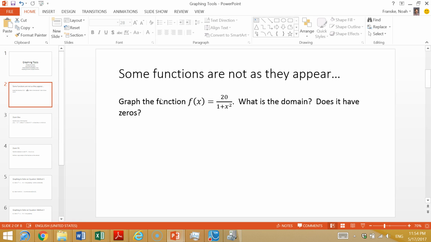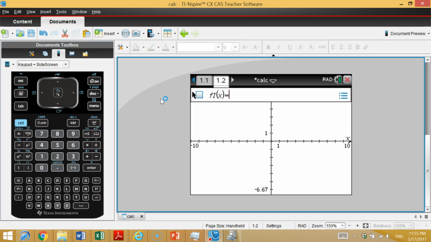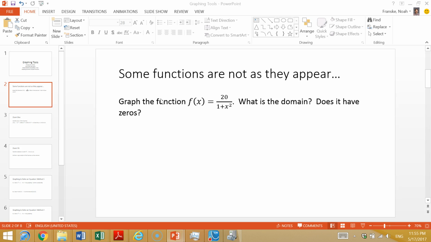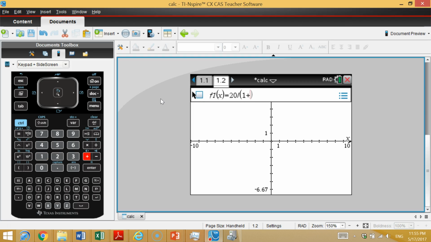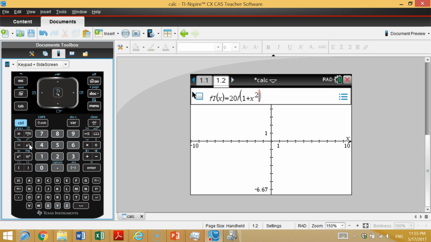First of all, we're going to talk about changing the window. I tell you, some functions are not as they appear. This is actually a function that was given on the AP test shortly after the Inspire became available. So let's graph it and see what happens. In my graphing window, I'm just going to graph 20 divided by parentheses 1 plus x squared. Now think about why I need those parentheses. I need them because that 1 plus x squared is all in the denominator. If I don't do that, then it's only going to be 20 over 1, and then plus x squared to make a parabola.